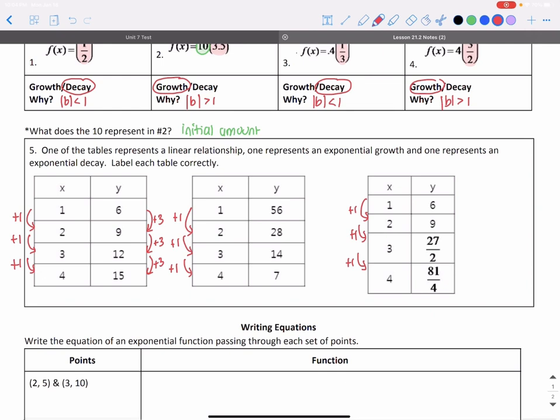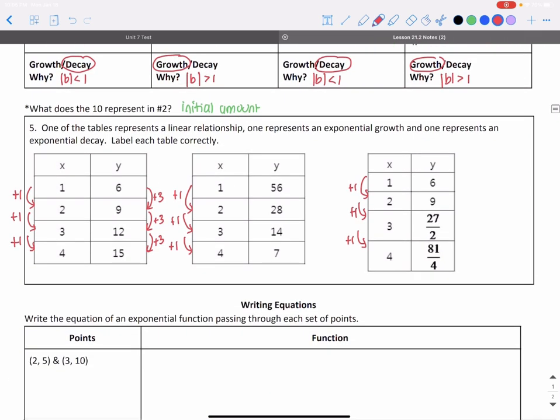This is a constant rate of change. As I increase 1 for x, I'm increasing 3 for y. So this is a linear relationship since it's constant growth.